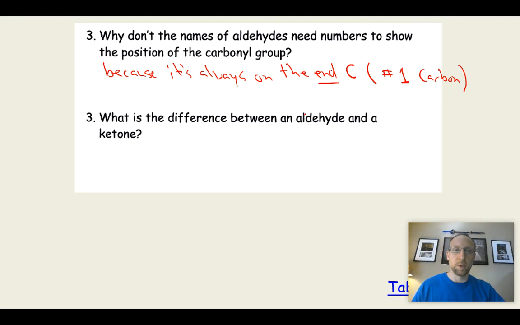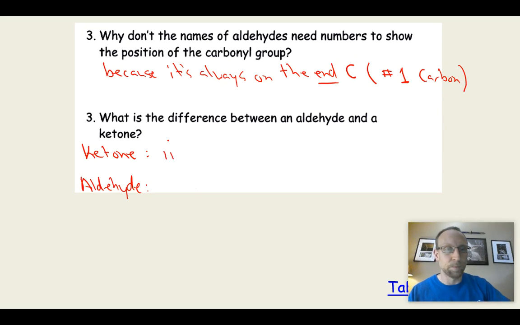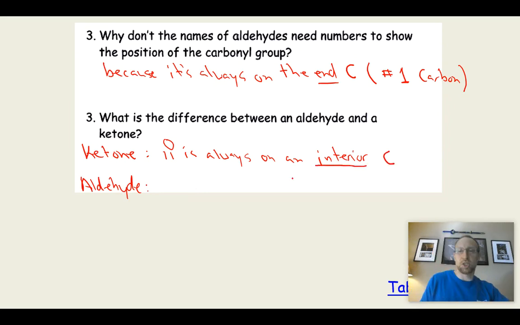So what's the difference between aldehydes and ketones? So they're both very similar. So let's look at our difference here. So let's look at a ketone versus an aldehyde. So in a ketone, that double O, that double bonded O, is always on an interior carbon. So it's always on a carbon inside the chain. So it's not on one of the end carbons. It's always on a carbon inside the chain.